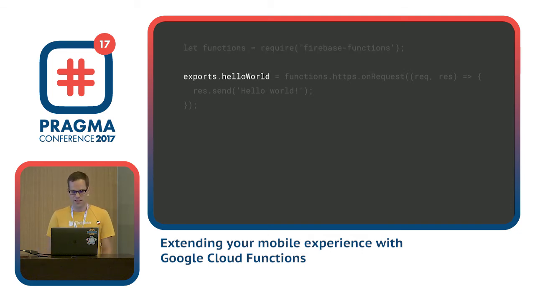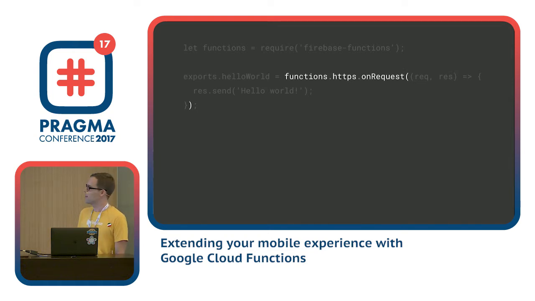Note that in Node.js, everything is scoped to a module, and everything in a module is private unless it's exported by adding it to the global exports object. We need to export our Cloud Function so Google can run it. In this example, we are creating a function that is available over HTTPS.